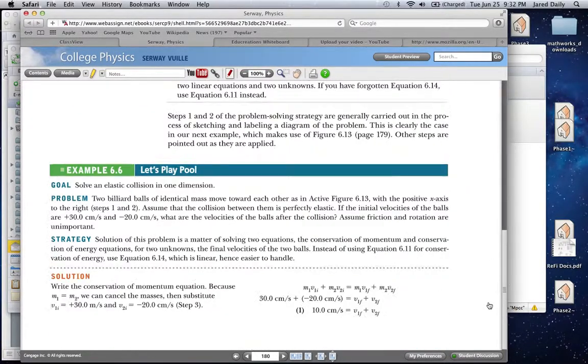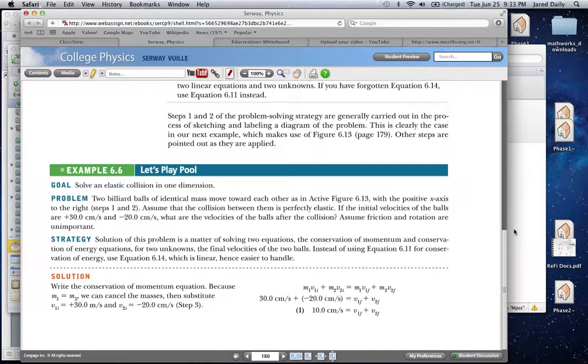And so that's kind of nice when we need to do an equation like a pool ball equation, right? So here we have some billiard balls. They have identical mass. They're moving towards each other. The initial velocity is 30 centimeters per second, negative 20 centimeters per second. So one's going one way, one's going the other. And then what are the velocities of the balls after the collision?